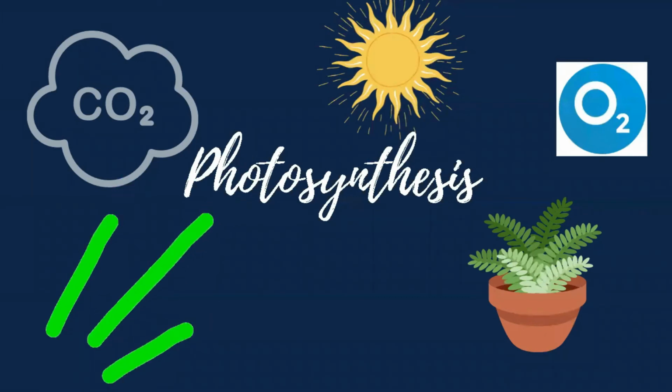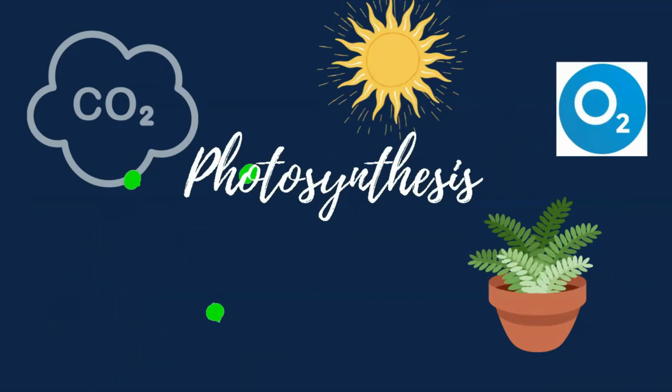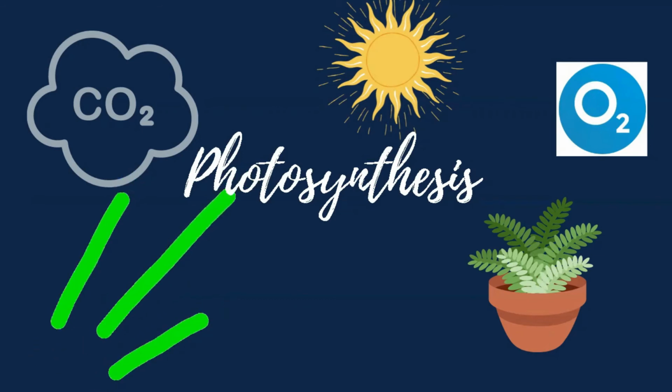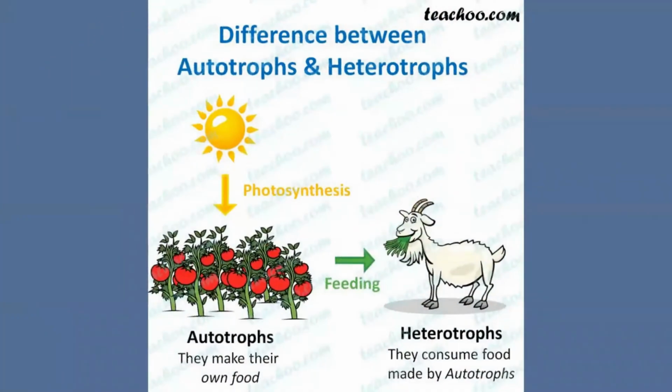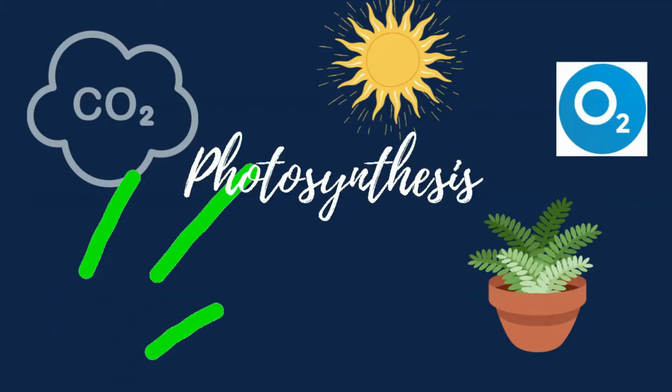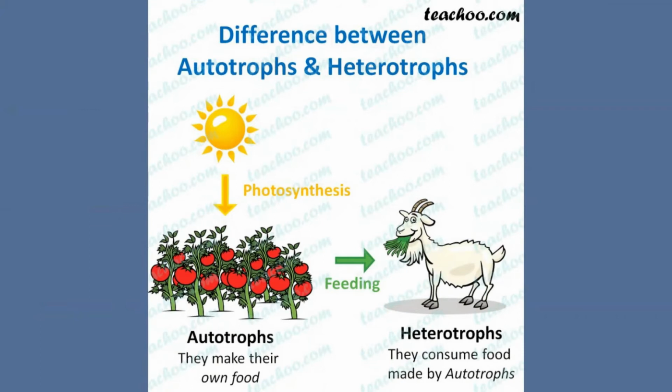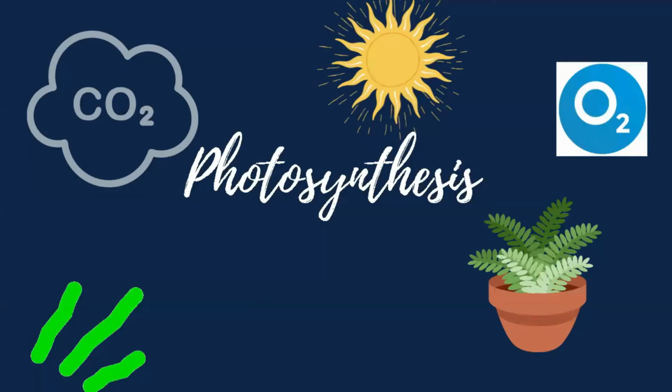Okay, so now let us proceed with photosynthesis. Photosynthesis is the process by which plants generate their food. So we have here an image for the difference between autotrophs and heterotrophs. Autotrophs, they can make their own food. Kabilang dito sa group na to ay yung mga plants because they have chloroplast, which is the site of photosynthesis. Heterotrophs naman, yung mga nagko-consume ng food made by autotrophs. Ito yung mga animals or humans.